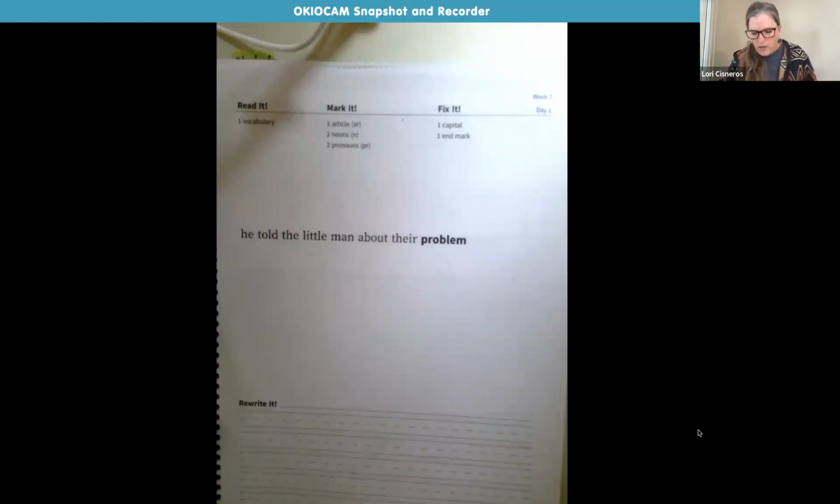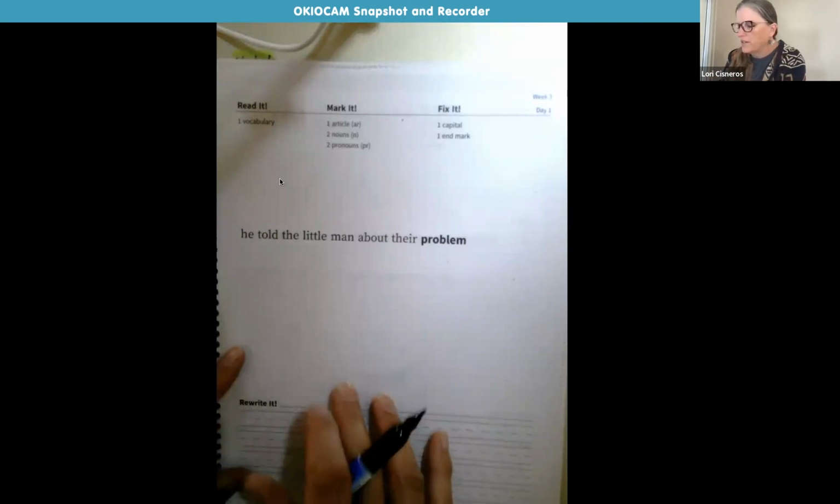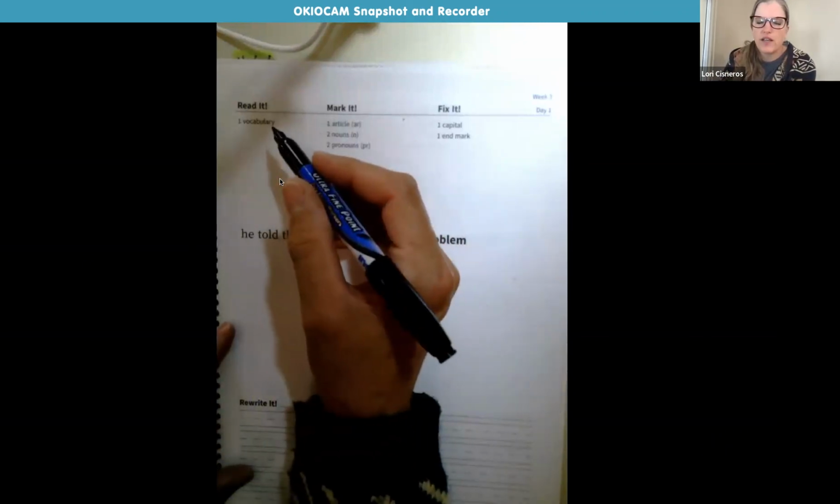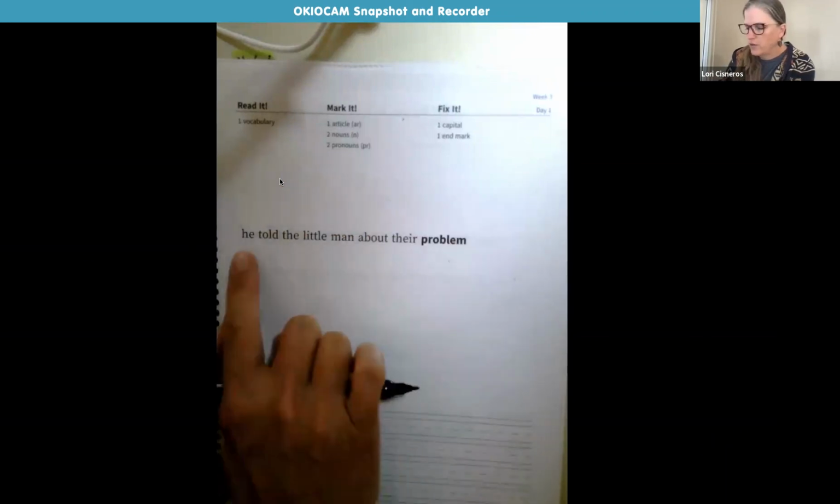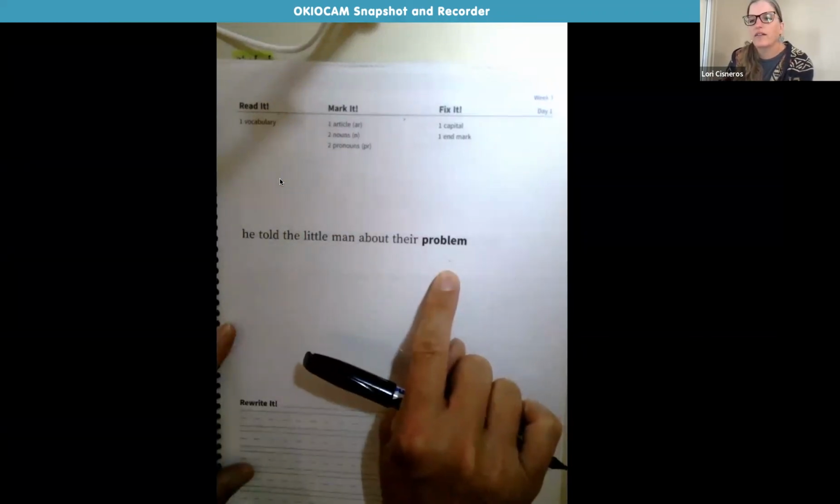But anyway, I did have a chance to see your homework, and you guys are doing really, really good at this, marking up the sentence and then rewriting it at the bottom. So I'm not worried about you because you know what you're doing. That's a good thing. So let's look at the top here. It says read it. That's always the first thing. Do I have any volunteers to read this sentence right here?